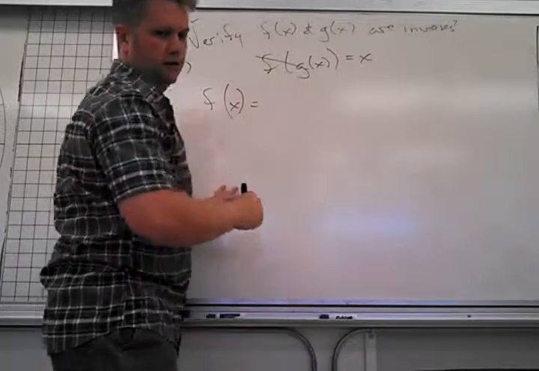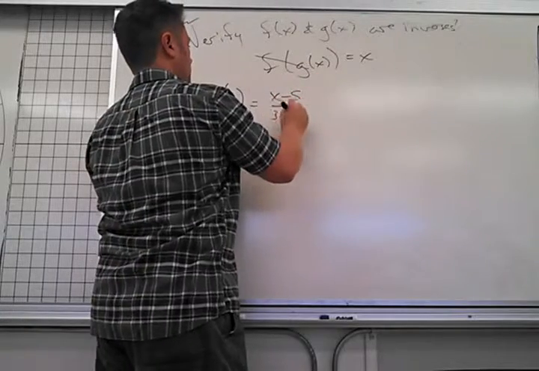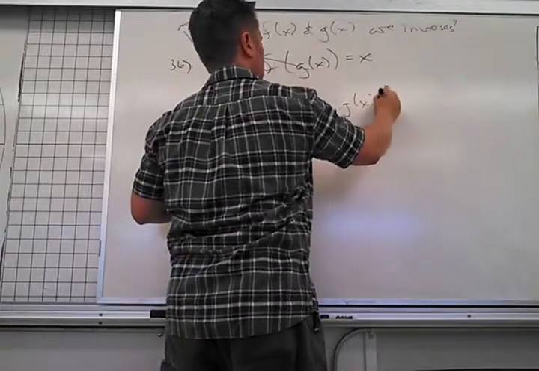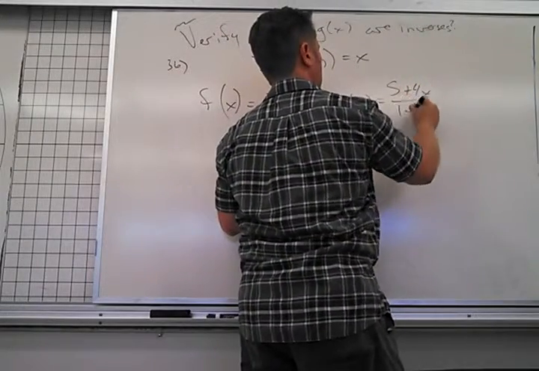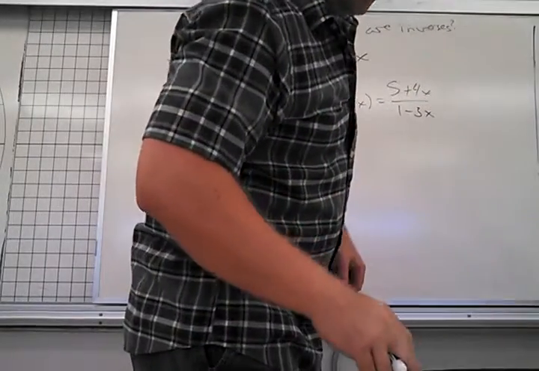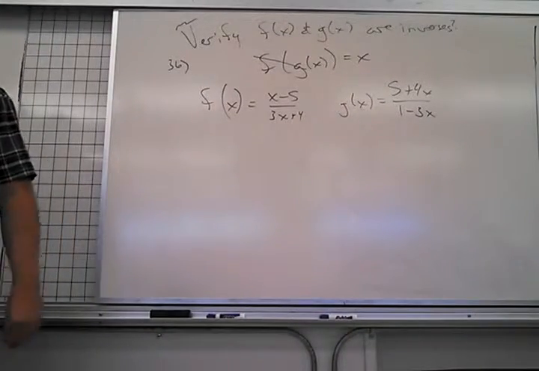F of x is x minus 5 over 3x plus 4. G of x is 5 plus 4x over 1 minus 3x. And this is where people just kind of give up on this poor little dude.